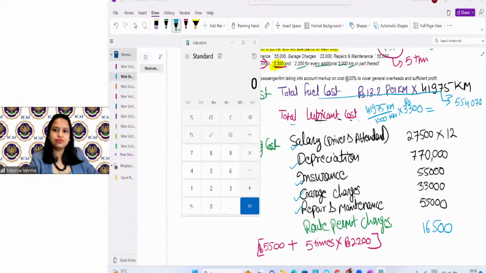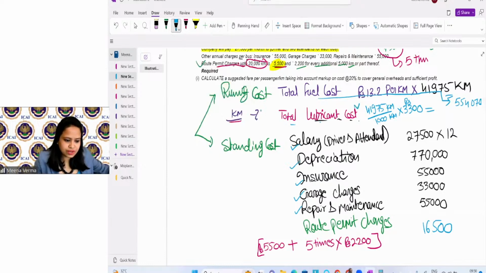Okay, so if you will see here, what do we have? We have calculated these values. Give me 1 minute. So we have just calculated this value. Let's calculate this value also, right?